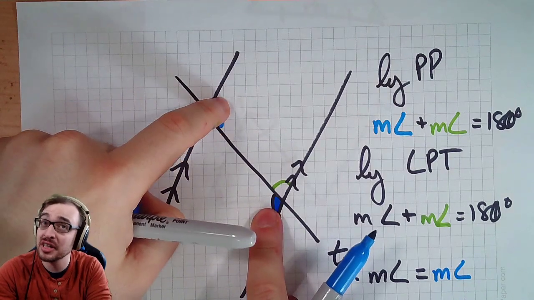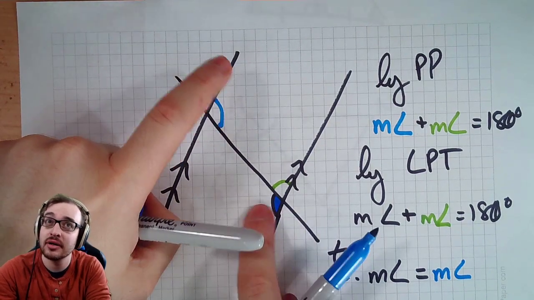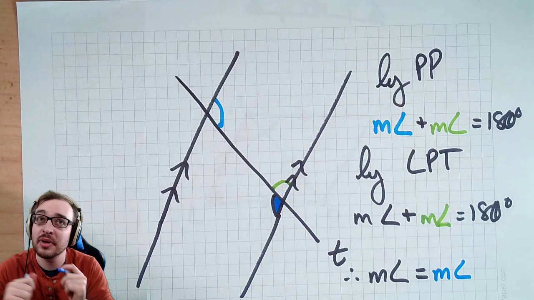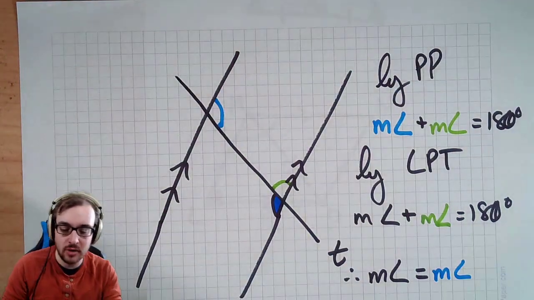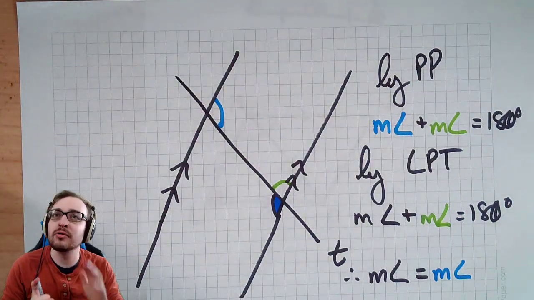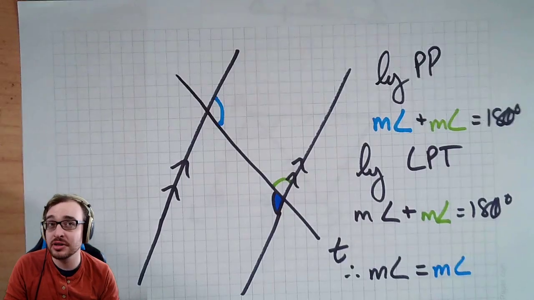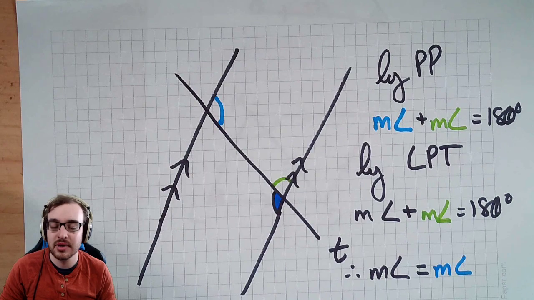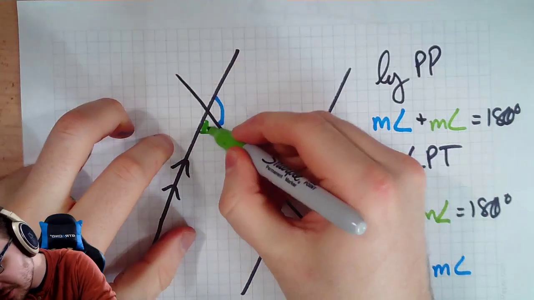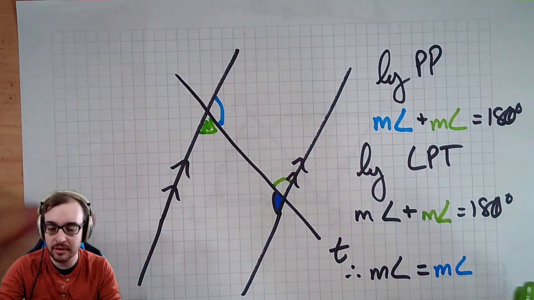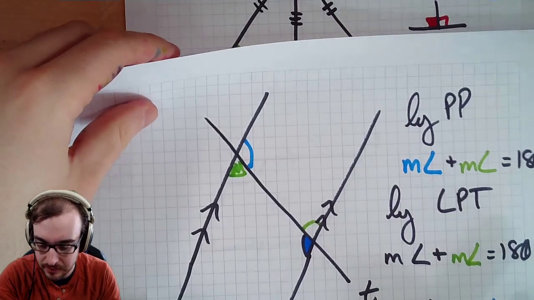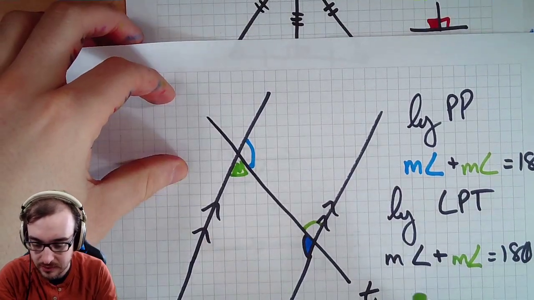Alternate interior, alternate being their opposite sides of the transversal, and interior, they're inside the parallels. So that proves alternate interior angles, but of course we did that first semester, so all you have to do instead of all of this is say by alternate interior angles theorem, those two angles are congruent. By alternate interior angles, these two green angles are congruent.